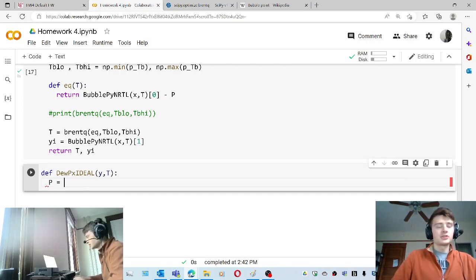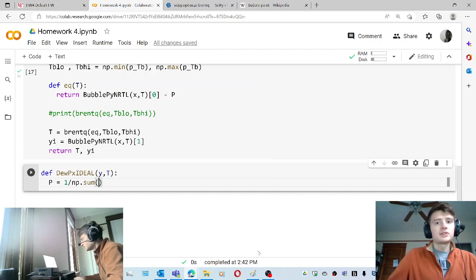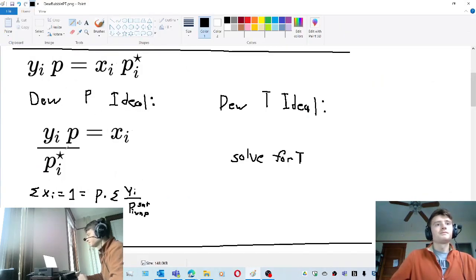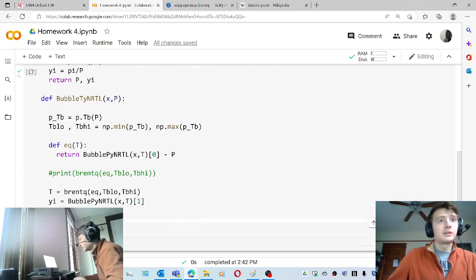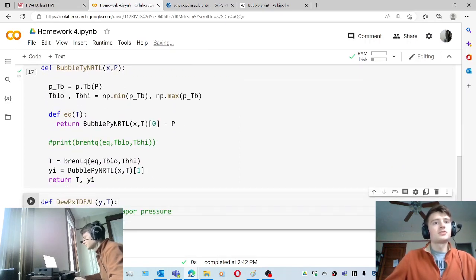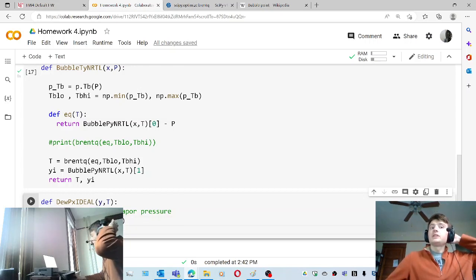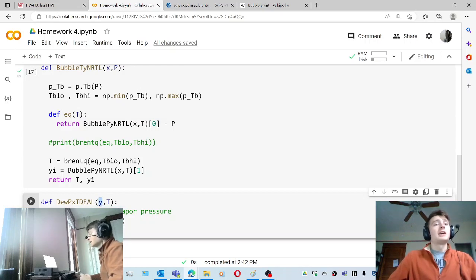I can say that the pressure is going to equal 1 over the sum of the gas phase composition for each component and the saturation pressure for each component at a certain temperature. So I will just say y divided by pvap. But actually, this pvap is something that I've already defined up here. Let me come up here, and just to keep my math consistent, I'll use the same notation. So that's the pressure of the ideal system at a certain composition y and a certain temperature.